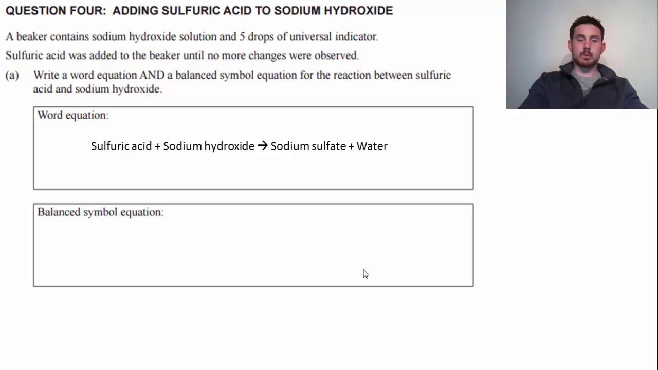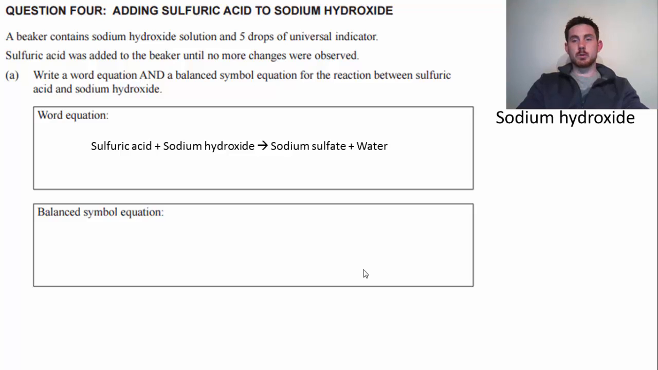And again, I told you to memorize the formulas of the common acids, so hydrochloric acid, nitric acid and sulfuric acid. You should also memorize the names of the salts that they create. So hydrochloric would produce a chloride, nitric acid would produce a nitrate, and sulfuric acid would produce a sulfate salt. So sodium sulfate is the salt in this case. And then the hydrogen from the acid and the hydroxide from the alkali combine to create water, assuming we're dealing with a balanced situation there.